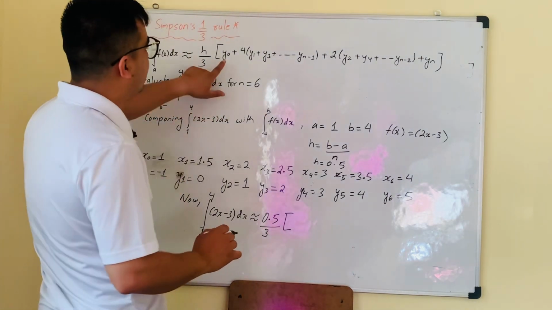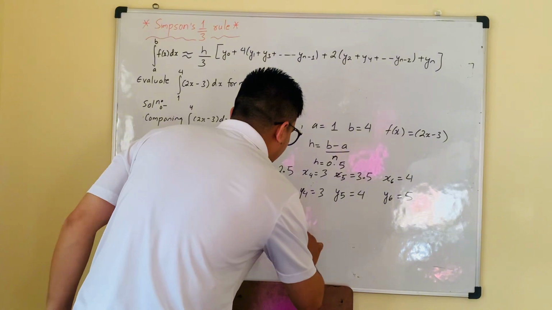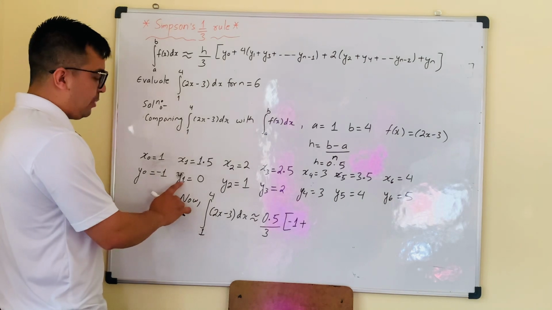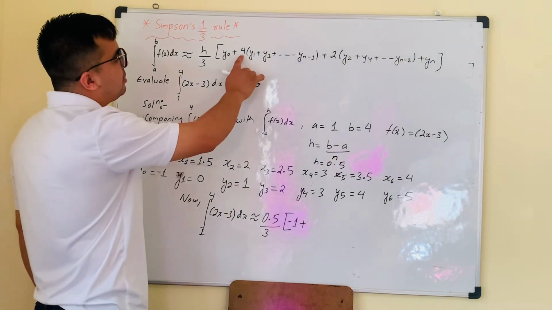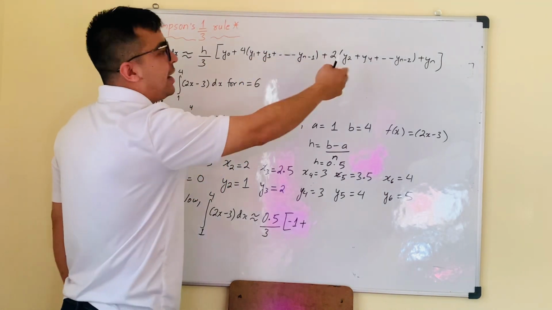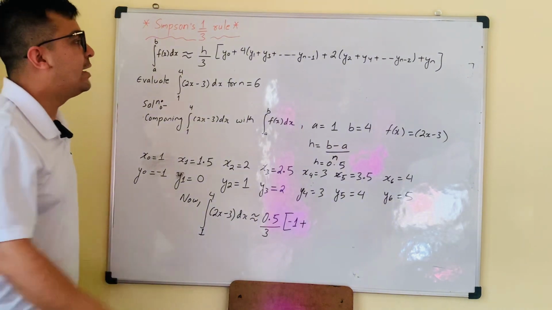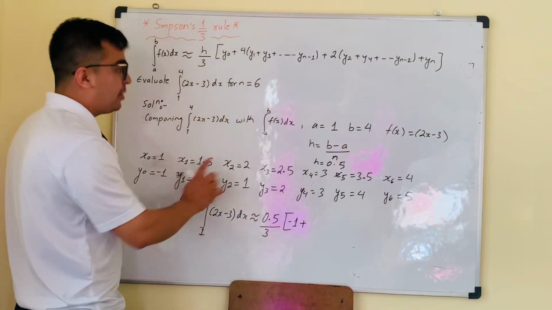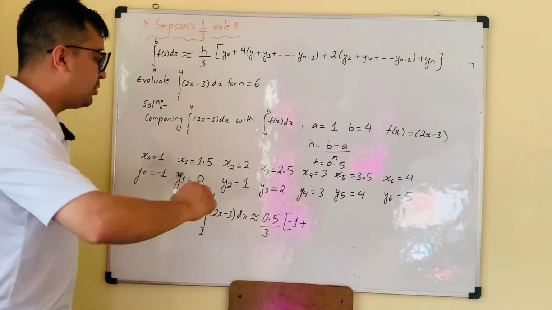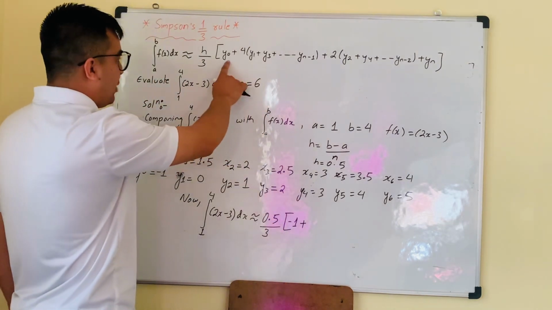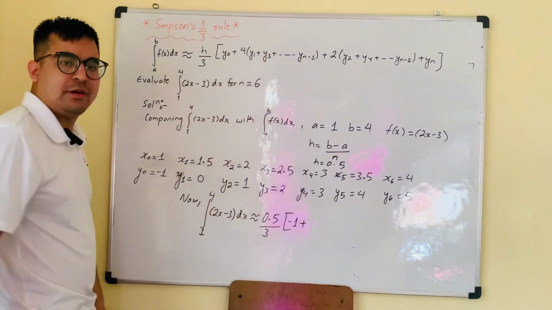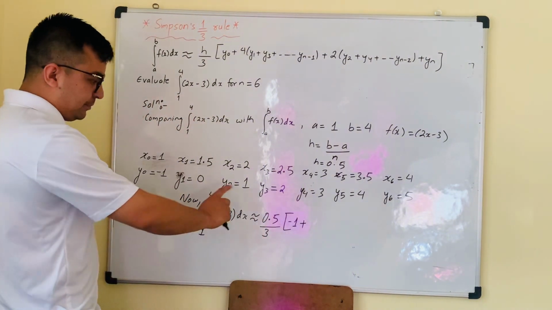So for y0 we have -1, plus y1. If the suffix of y is an odd number, then we have to multiply it by 4. Like 1, 3, 5, 7, we have to multiply it by 4. And if the suffix number is even, then we have to multiply it by 2. It is that simple. So for y0, it is not multiplied by any number, so we just write the value of y0, that is -1.